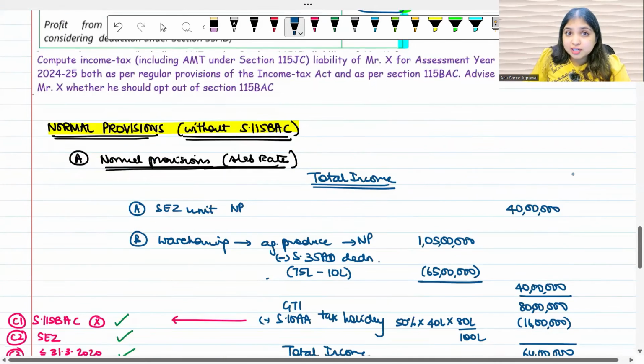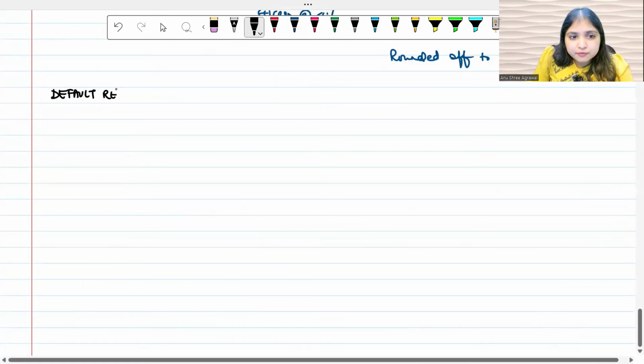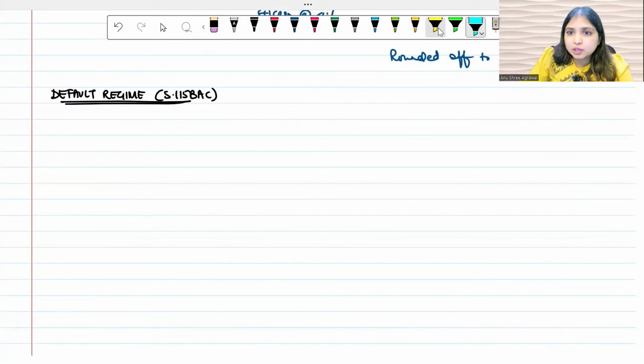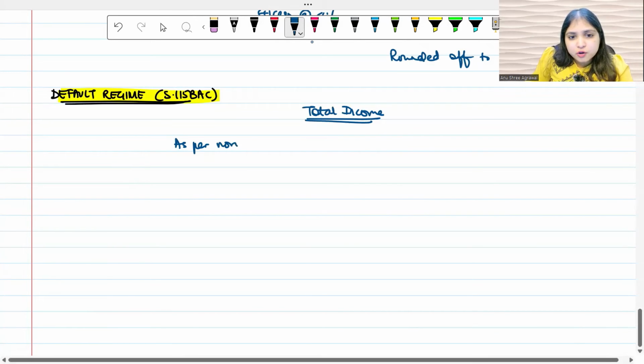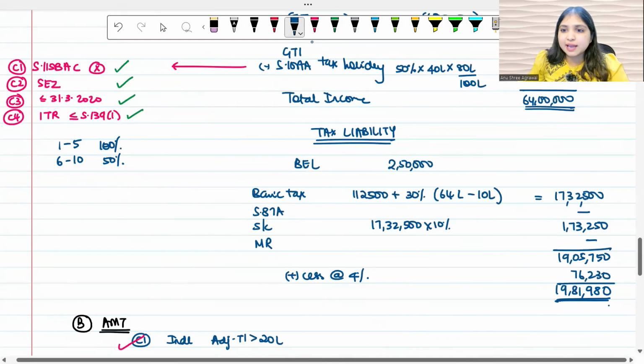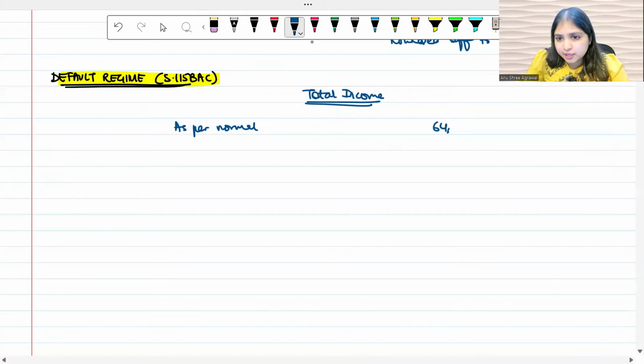Now same calculation let's do as per 115BAC. So as per the default provisions or the default regime, as in we are applying 115BAC, if my assessee follows 115BAC, then what will be the total income and the tax liability of the assessee? So first of all, we'll have to calculate the total income, guys. Now, what was the total income of the assessee as per normal provisions? See, we did the calculation over here. It was 64 lakh rupees. So to this, we'll make alterations.